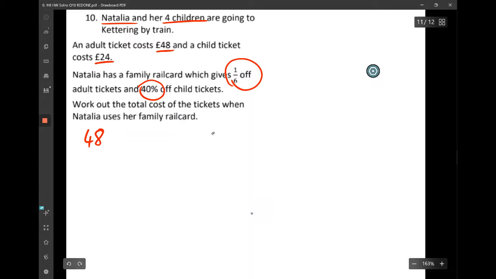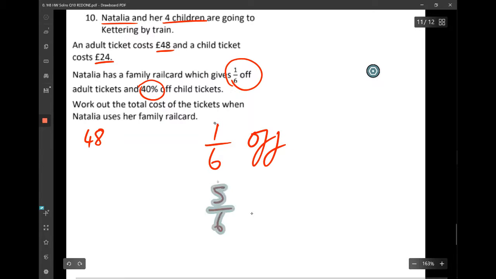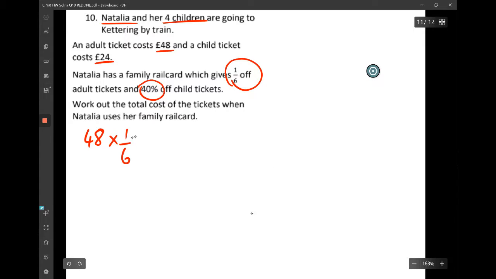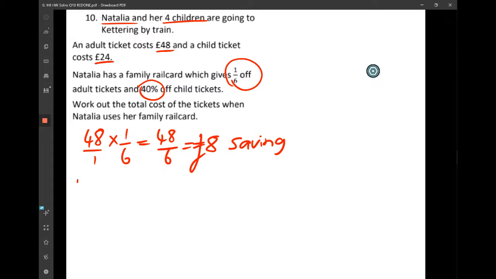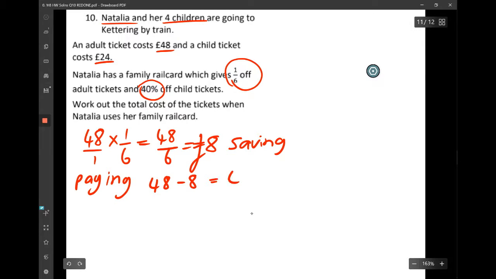Now she gets 1/6 off. Well, she's paying 5/6. So let's work out what 1/6 is first. I'm going to multiply it by 1/6. So 1/6 of 48 is the same as 48 over 6, which is 8. So she is saving £8. So she's paying 48 minus 8, which is £40.